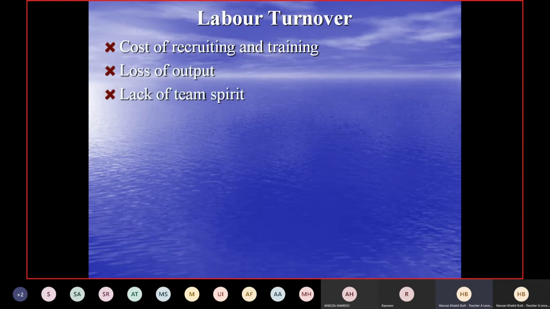Lack of team spirit. If you are looking at the points and you are not able to develop any point, you can tell me right there. Lack of team spirit. So why won't team spirit be there? That's my question. Let me ask Sabah Rashid. Sabah, can you tell me why there will be lack of team spirit in case of high labor turnover?